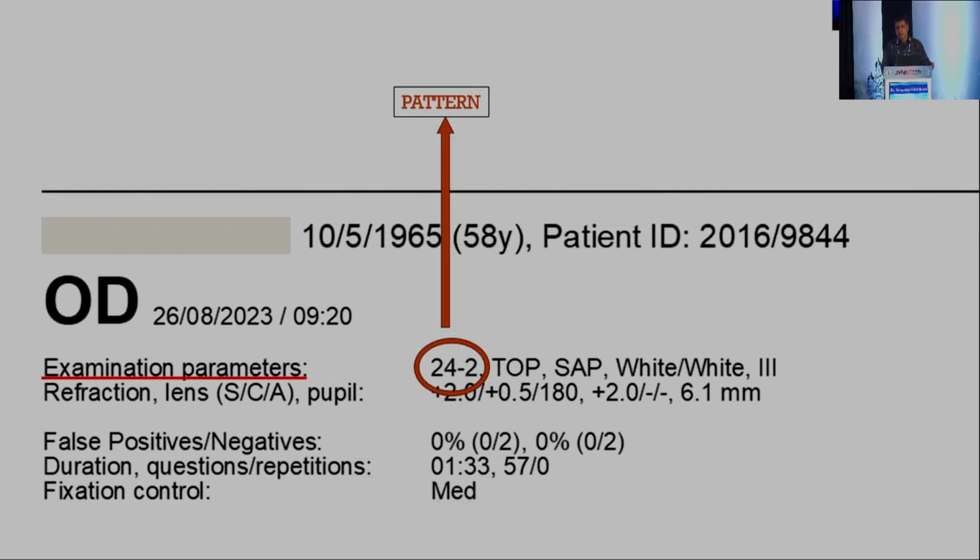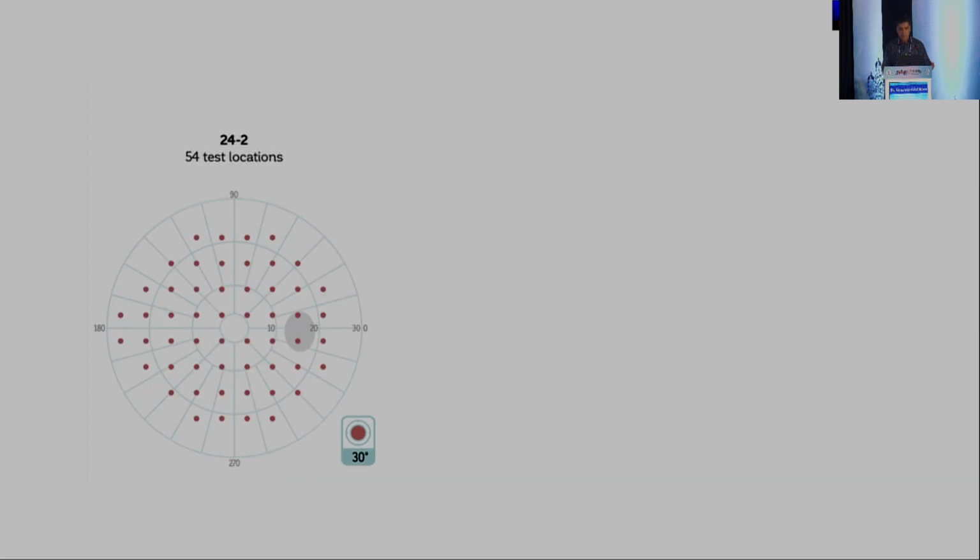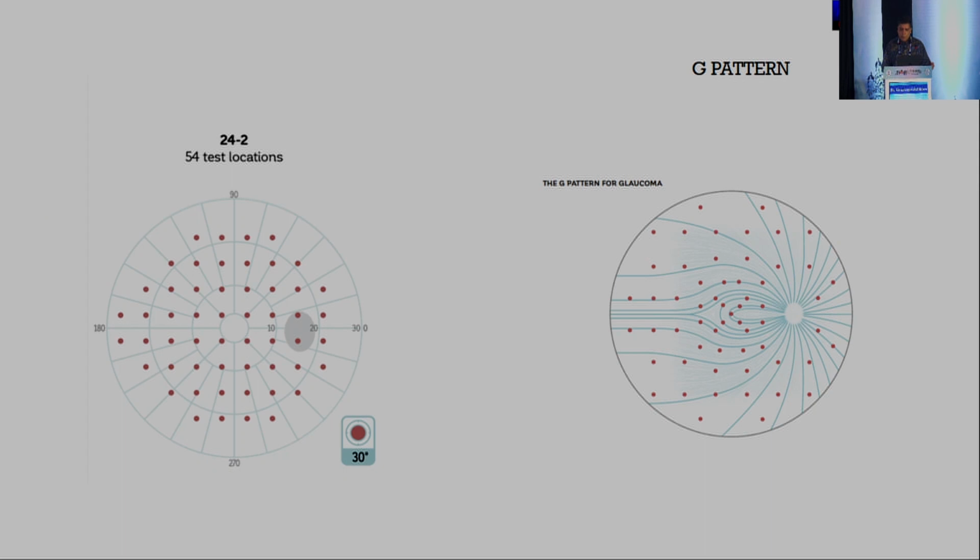You notice that I have here used the 24-2 pattern. This is basically for the sake of continuity. But the Octopus does give you the advantages of having some optimized patterns for glaucoma, like for example the G pattern. You see that the G pattern points are more in the central and the paracentral area. And also the distance between the points is not equidistant.